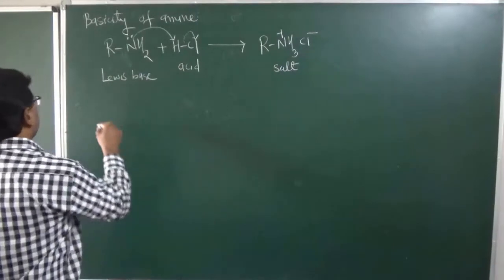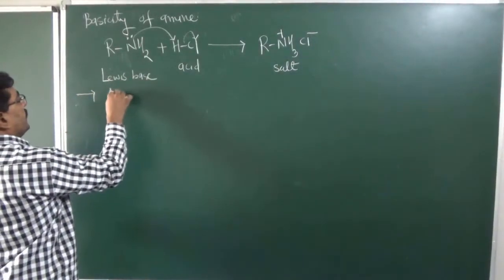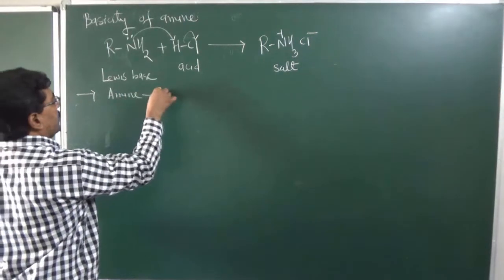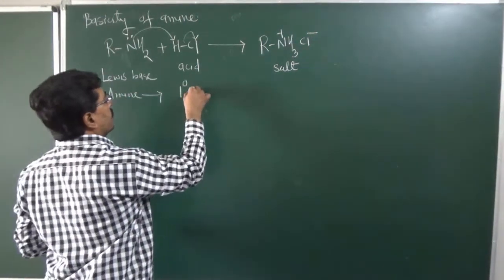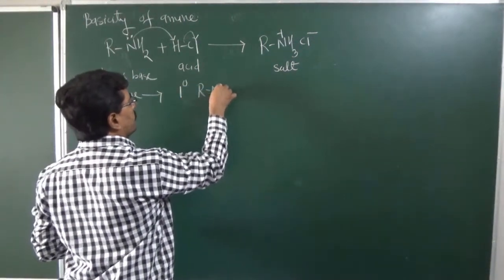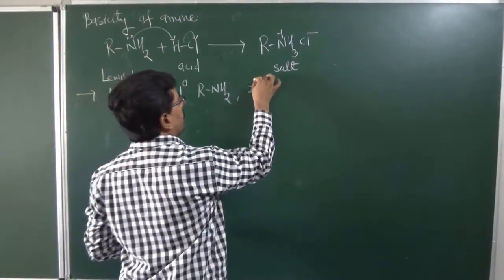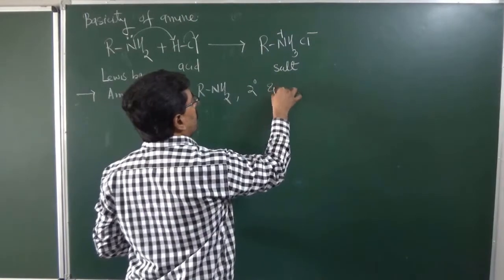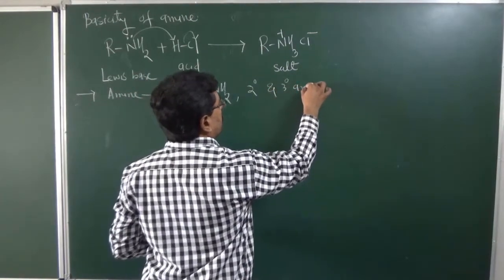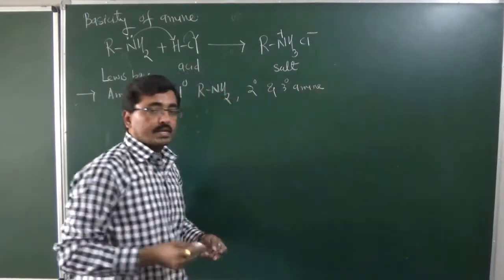Now we know that amines are of three types. The first is the primary amine, whose formula is RNH2. The second type is the secondary amine, and the third is the tertiary amine. You know very well what the structures of secondary and tertiary amines are.